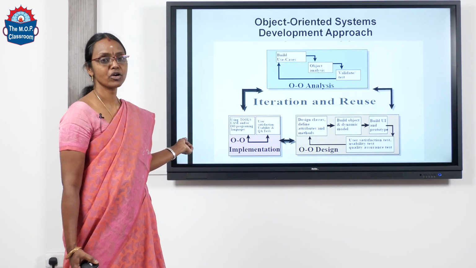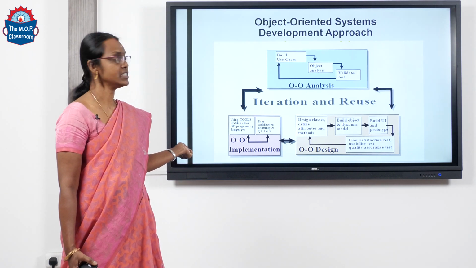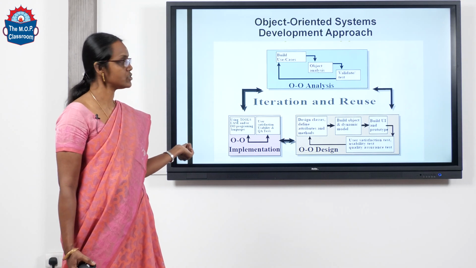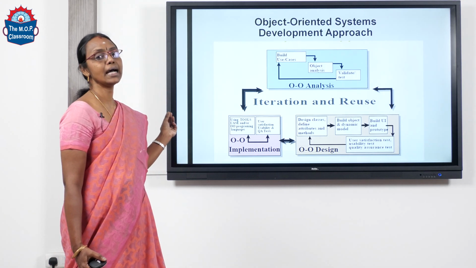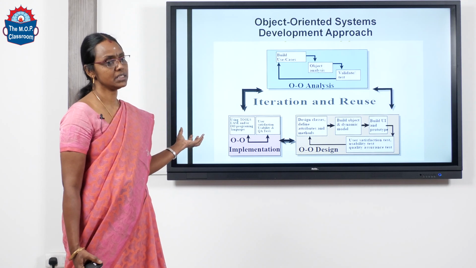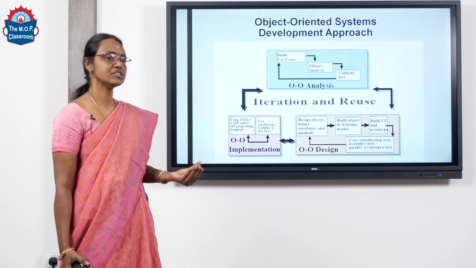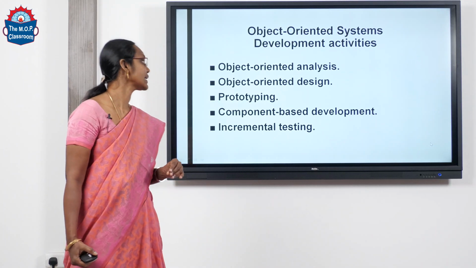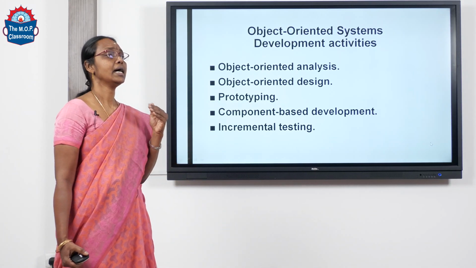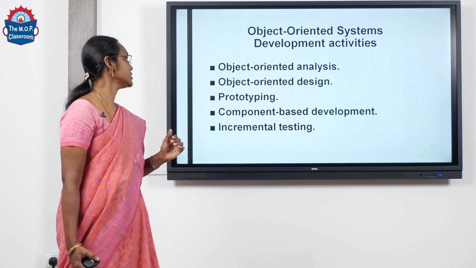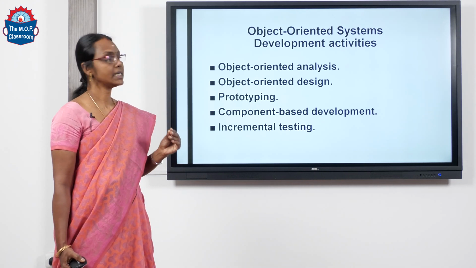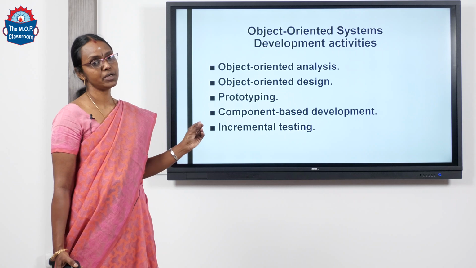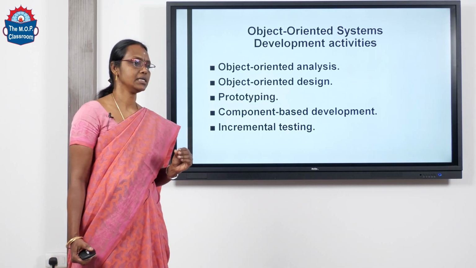The last part of your object-oriented implementation phase, where you are trying to have use case tools to implement and check whether the software is working according to the needs of the user. The entire object-oriented systems development activities can be defined and classified into different stages. One is the analysis, design, prototyping, component-based development, and incremental testing.